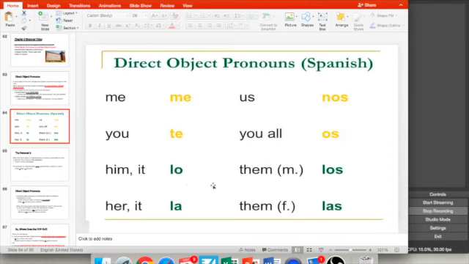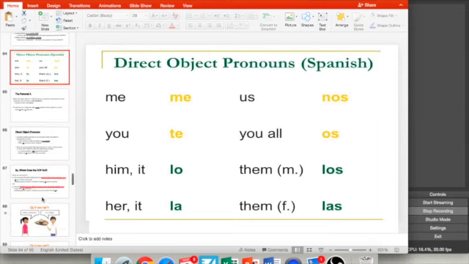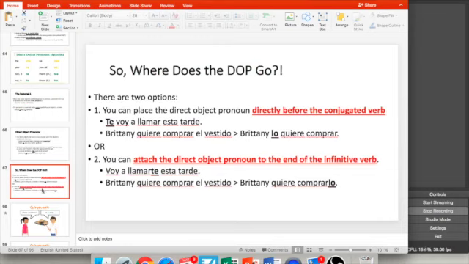So again, direct objects most commonly are seen as lo, la, los, or las, but can use people as well: me, te, nos, or os. And as far as where they go, this is the part that really confuses people, so make sure you listen carefully. There are two options for placing the direct object pronoun in your sentence. Option one is to put the direct object pronoun before the conjugated verb.